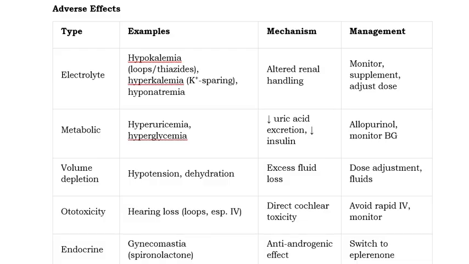Right. The mechanism predicts the problems. Can you walk us through some specific examples in each category? Let's start with electrolytes. Certainly. Electrolyte imbalances are quite common. For instance, loop and thiazide diuretics often lead to hypokalemia, low potassium. On the flip side, potassium-sparing diuretics, as the name suggests, can sometimes cause hyperkalemia, high potassium. Hyponatremia, low sodium, can also occur with various diuretics. It happens because these drugs directly change how the kidneys handle these vital electrolytes.